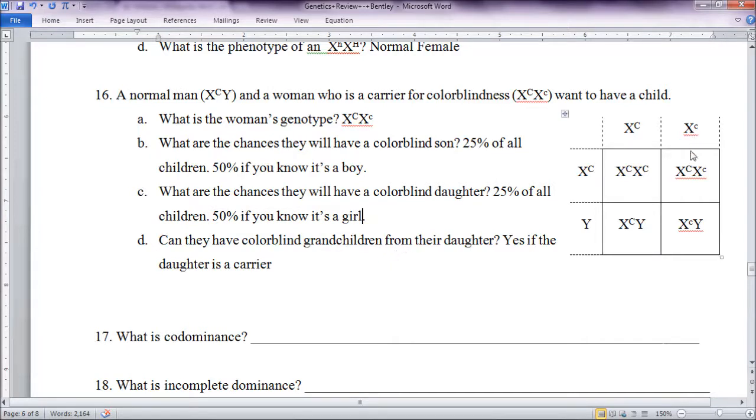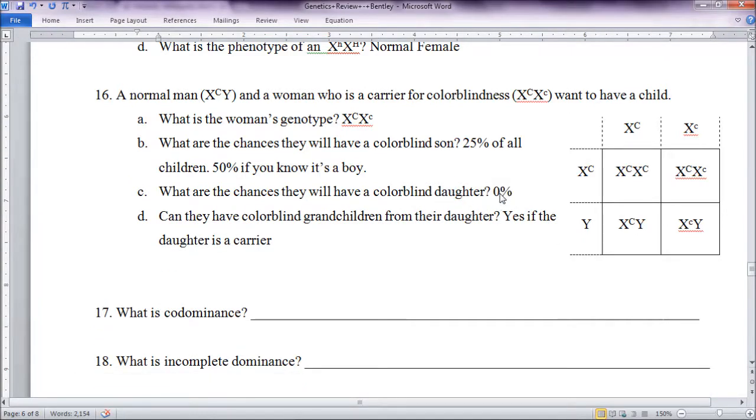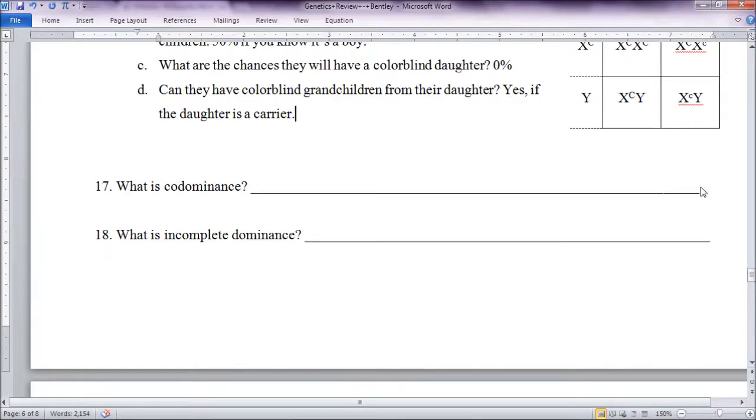Okay, so what I just realized is that these C's are really close. That big C looks just like that little C, and I thought that was for two little C's. That girl is a carrier. She does not have color blindness. So no, that is a 0% overall. Sorry, my apologies. So the chance they will have a colorblind daughter is for sure 0%. They could have a daughter that carries it, but not that. So if their daughter's a carrier, then they could have a colorblind grandchild. Sorry, that was a messy problem.